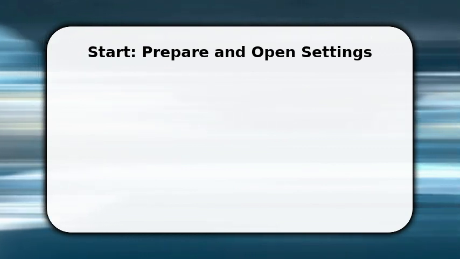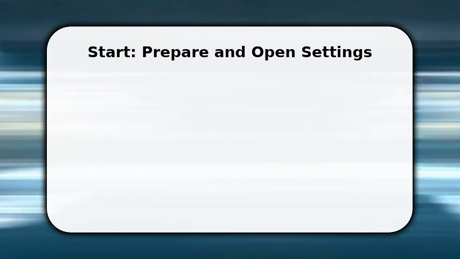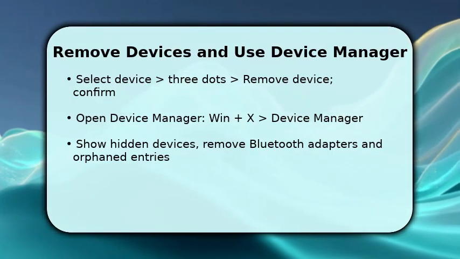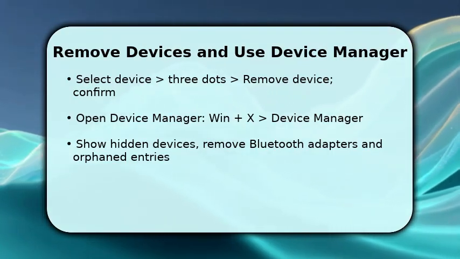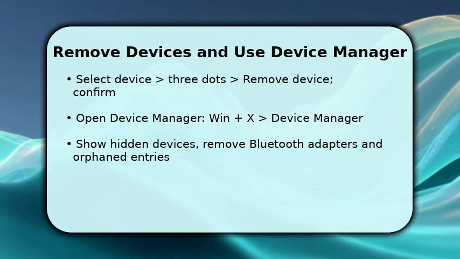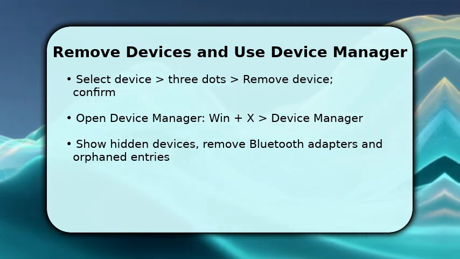You'll need this list visible, because the next step is removing items one by one and via Device Manager when necessary. Once the paired list is visible, click a device, open the three-dot menu, and choose Remove Device. Confirm the prompt to delete its pairing record.